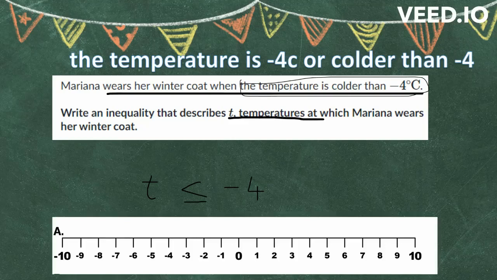Now let's plot this on the number line. -4, it goes all the way back. We need to shade -4 because it is included here. What if equals was not there? Then we can leave the circle blank. We need not shade -4.